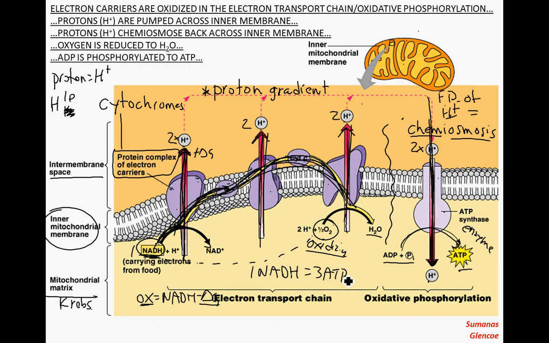So there is electron transport chain, oxidative phosphorylation. Again, the oxidative part is all oxidizing NADH. The phosphorylation part is over here. So as you oxidize, you generate proton gradients, and then you phosphorylate via chemiosmosis.